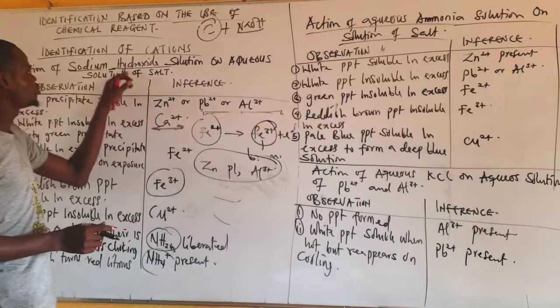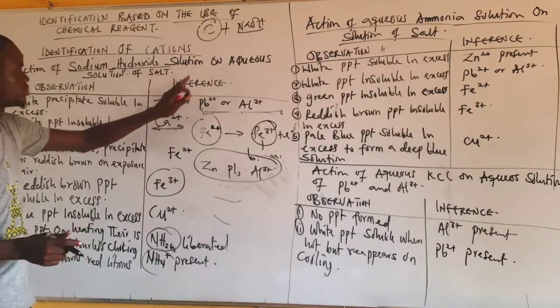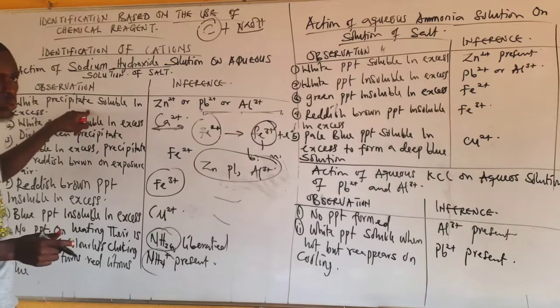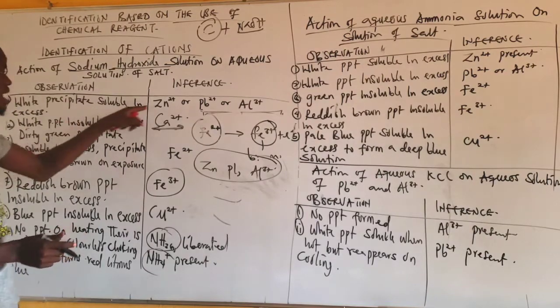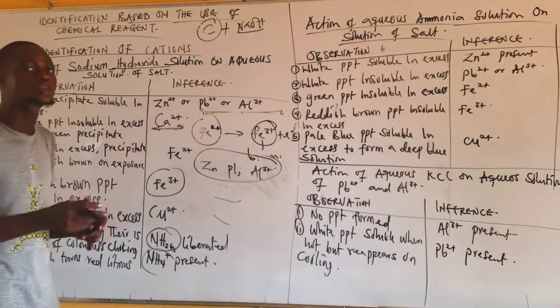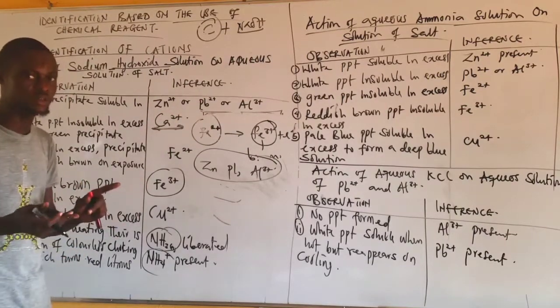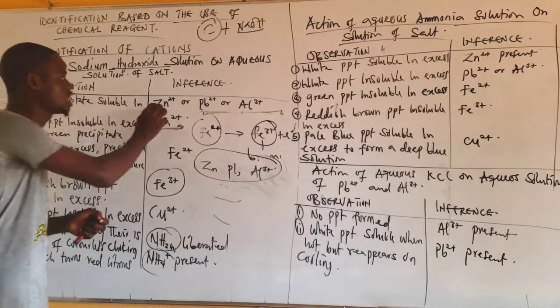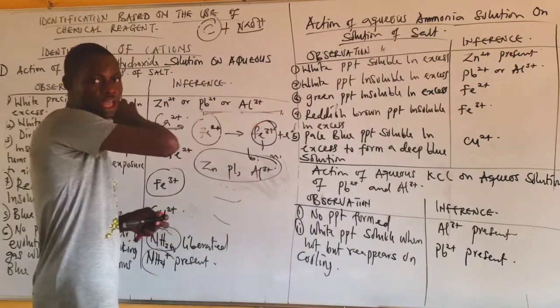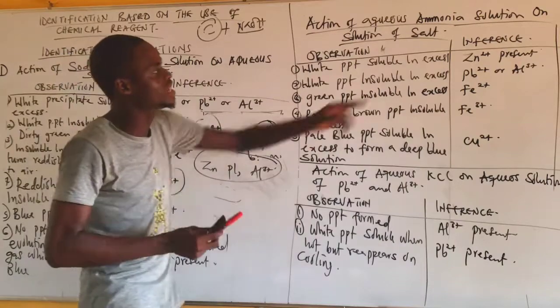You know, when I'm using sodium hydroxide solution, the three of them produce white PPT, which is soluble in excess. The three of them will produce white PPT, and they are all soluble when you put them in excess. But I can easily distinguish the three by adding ammonia solution.